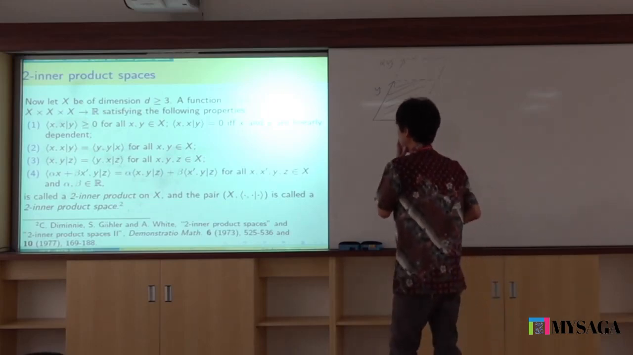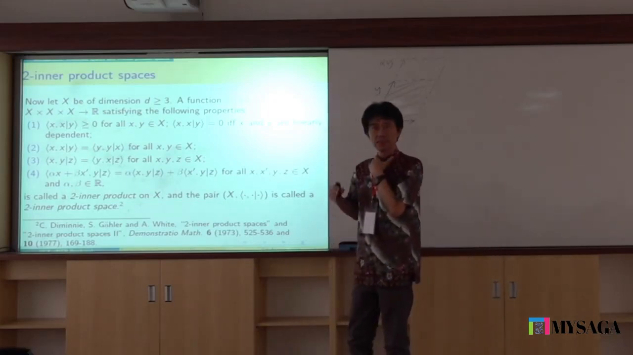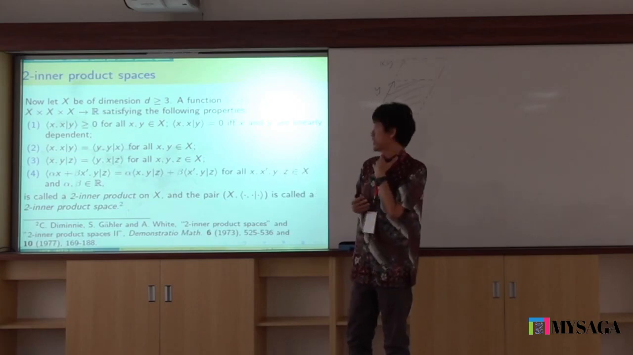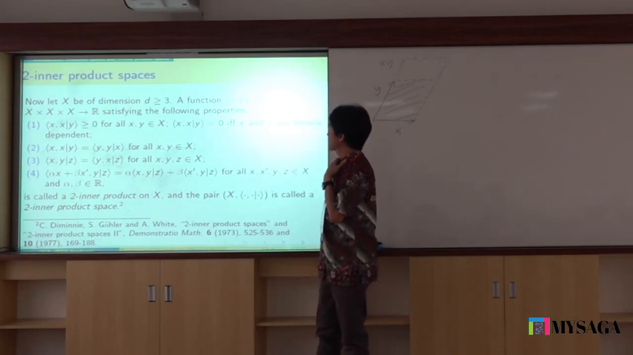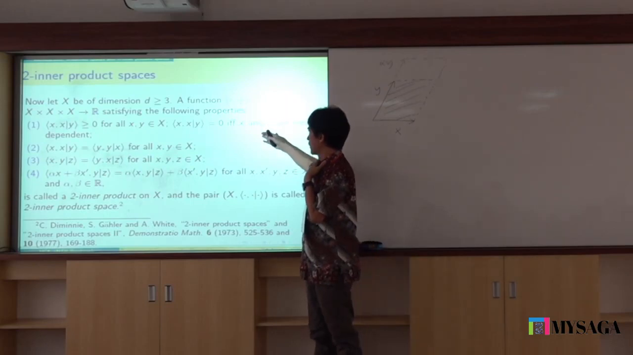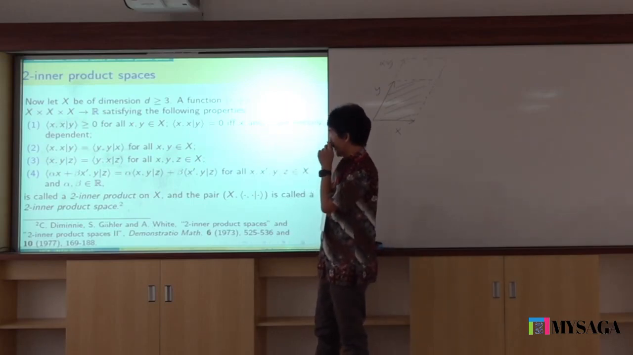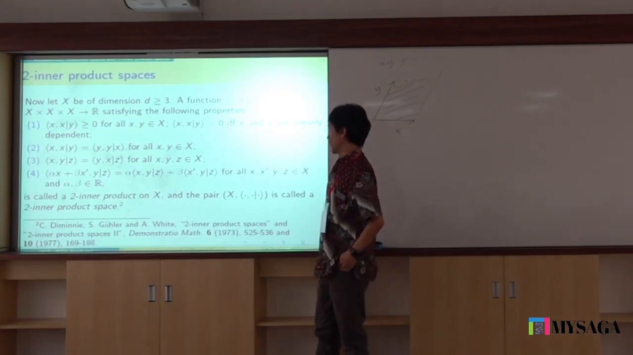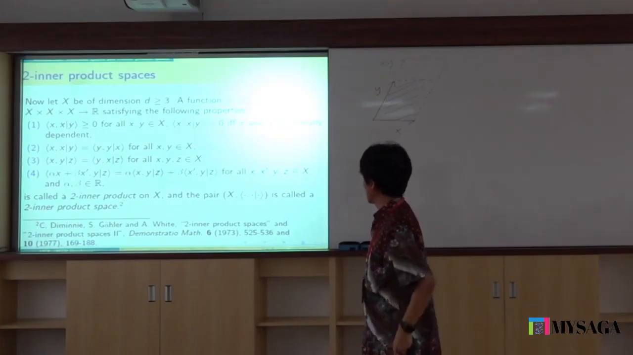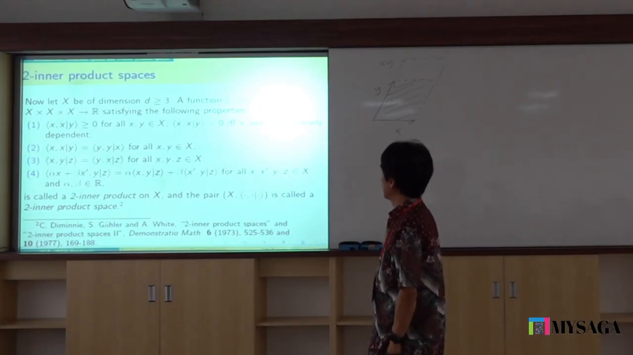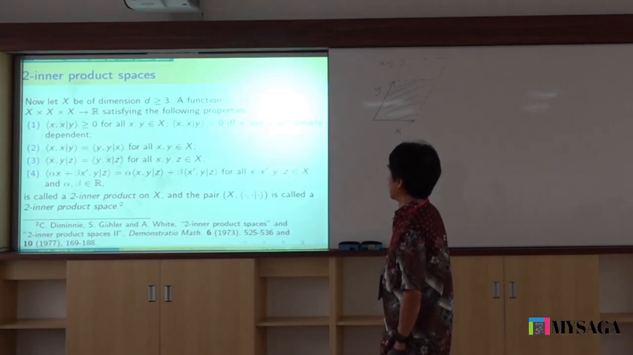And then if X has at least 3 dimensions, then we can also have this mapping with these 4 properties, which is called the two-inner product on X, and the pair is called two-inner product spaces. I will explain why people come up with this function soon after this.